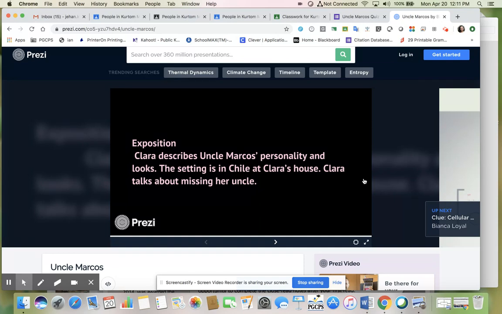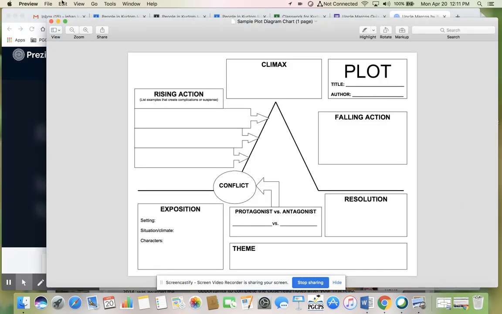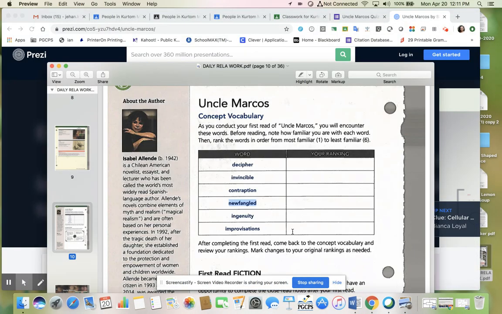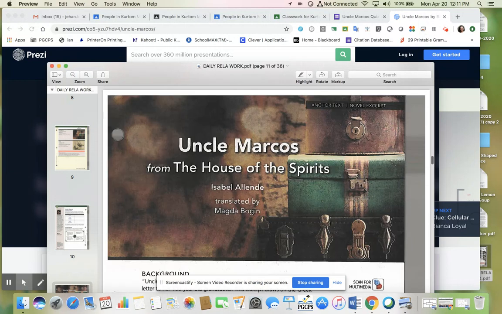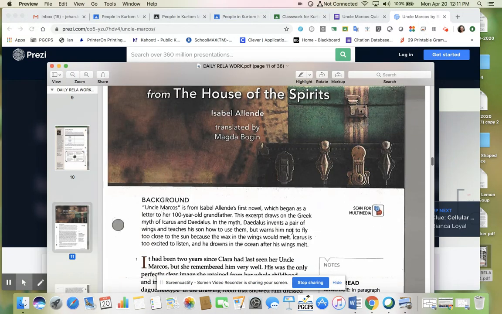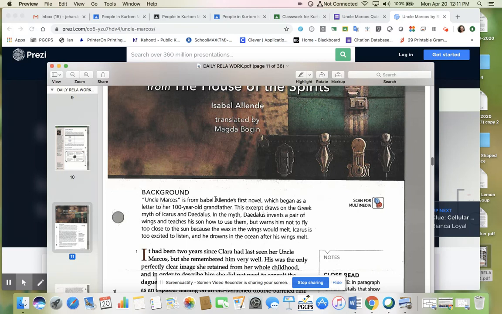So this was originally a Spanish story that they translated into English. If you go back and look at your background on page 449, it says that Uncle Marcos from Isabel Allende's first novel began as a letter to her 100-year-old grandfather. Okay, so we know that the setting is probably close to 100 years ago. So the expectations that we have now were just different, so it would be written a little bit differently.